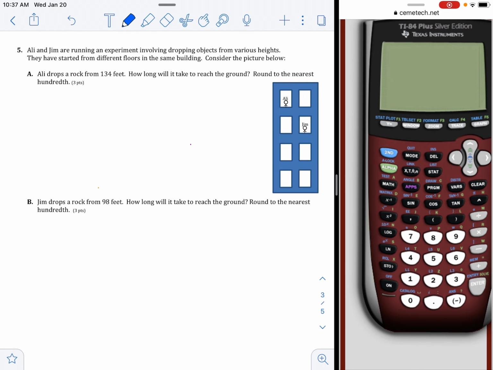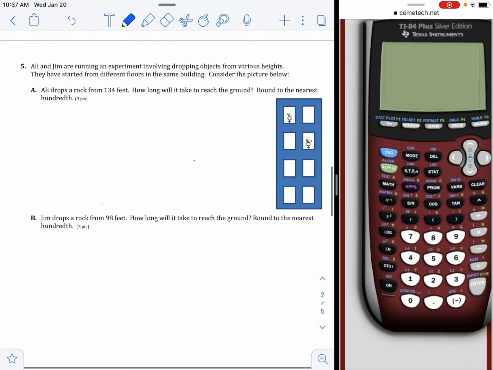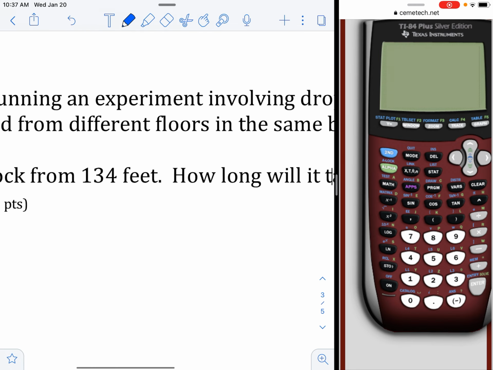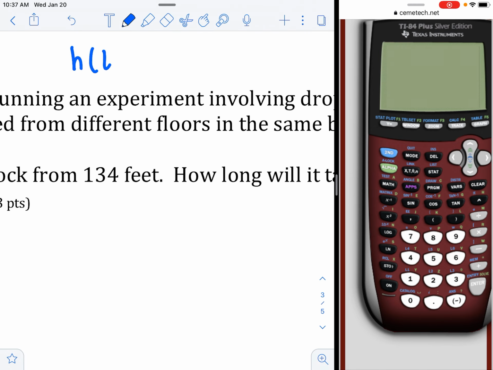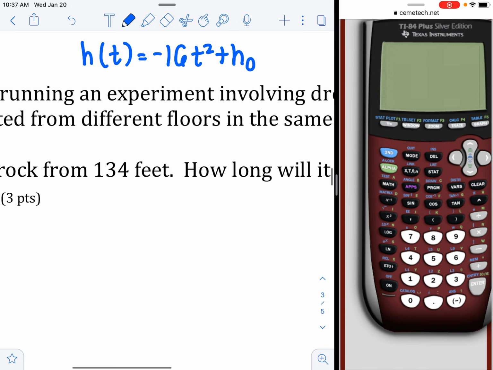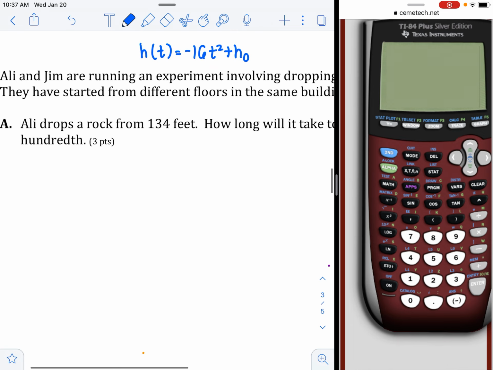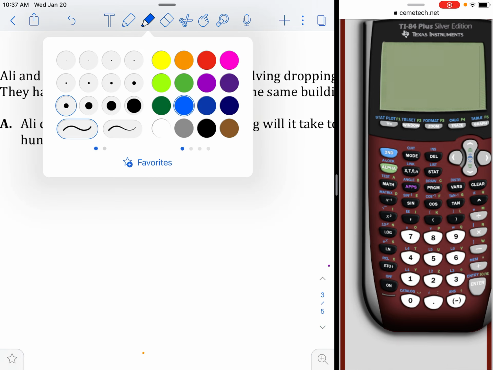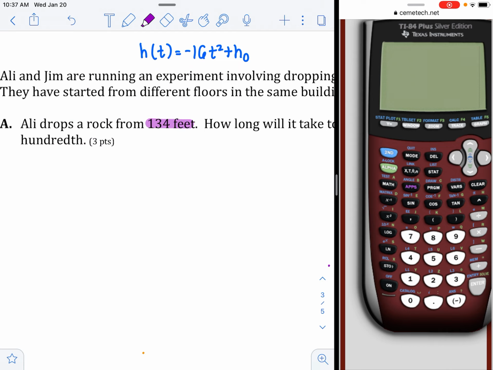All right, last but not least, it says Allie and Jim are running an experiment involving dropping objects from various heights. They have started from different floors in the same building. Consider the picture below. Okay, so first off, in order to do a gravity problem, we know the gravity formula, which is h of t equals -16 t squared plus h naught. Okay, that's our object falling on Earth equation. So this one here says Allie drops the rock from 134 feet. 134 feet is our initial height. H naught is initial height.